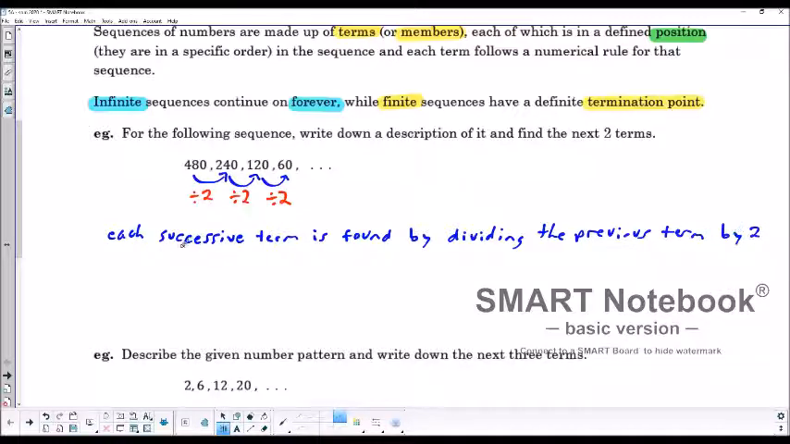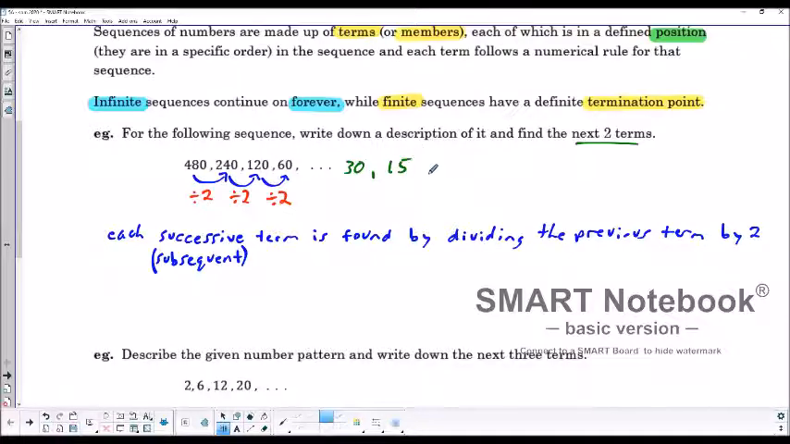Okay, so successive or subsequent, something like that. So that just means that we start with one term, we divide by 2, we get to the next term, etc. And then to get the next 2 terms that we're trying to find, well, 60 divided by 2 is then, of course, 30, and then 30 divided by 2 is 15.